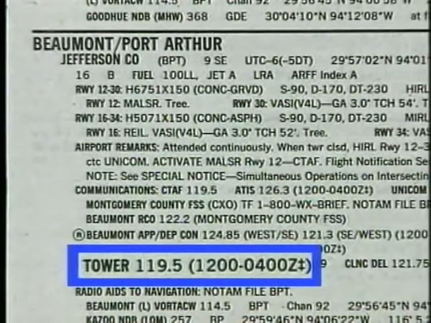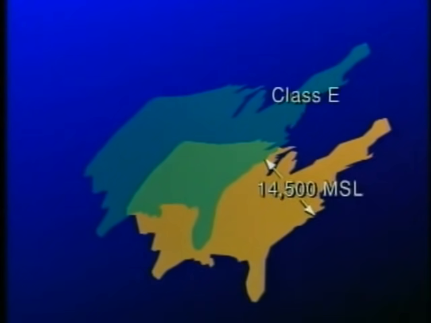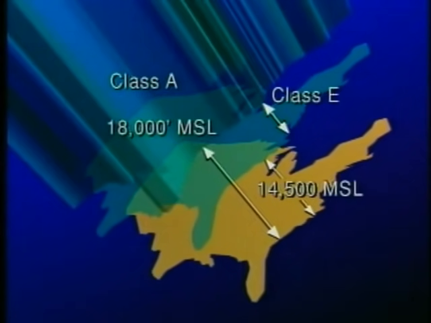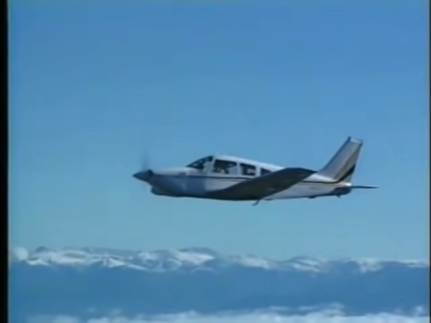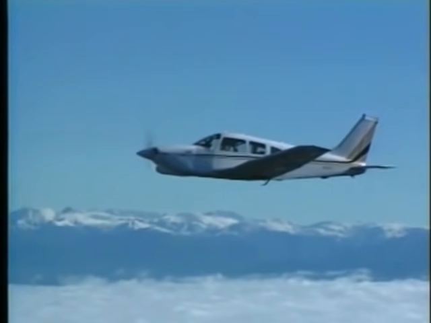Let's take a look at other types of Class E airspace. One area of Class E airspace covers the 48 contiguous states, the District of Columbia, and a portion of Alaska. This area begins at 14,500 feet MSL and ends at the base of Class A airspace, but does not include the airspace within 1,500 feet of the surface.